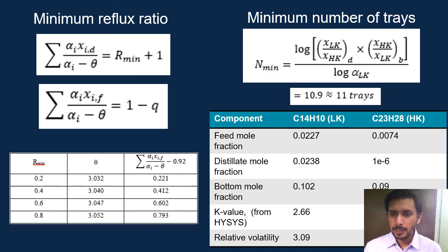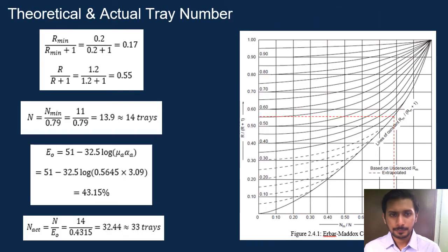Next, we have the Fenske equation, which similarly uses the relative volatility and also the compositions of the light key and also the heavy key to calculate the minimum number of trays at maximum or total reflux. So some of the specifications or the compositions, their key values and also the relative volatility are specified in this table. Moving on.